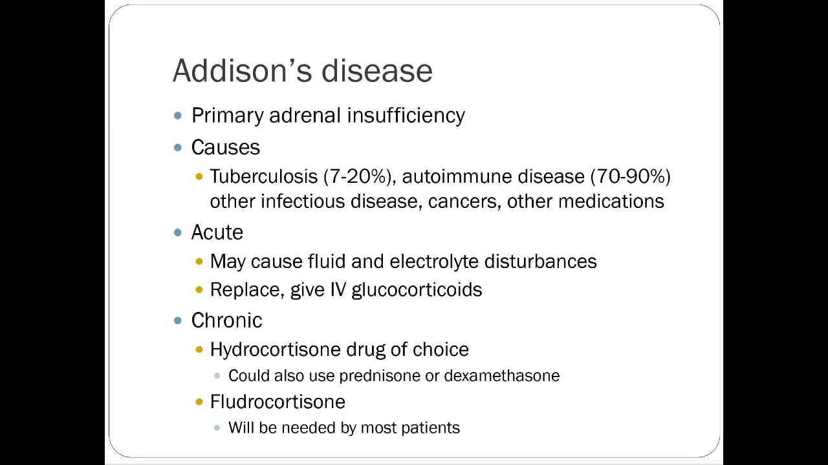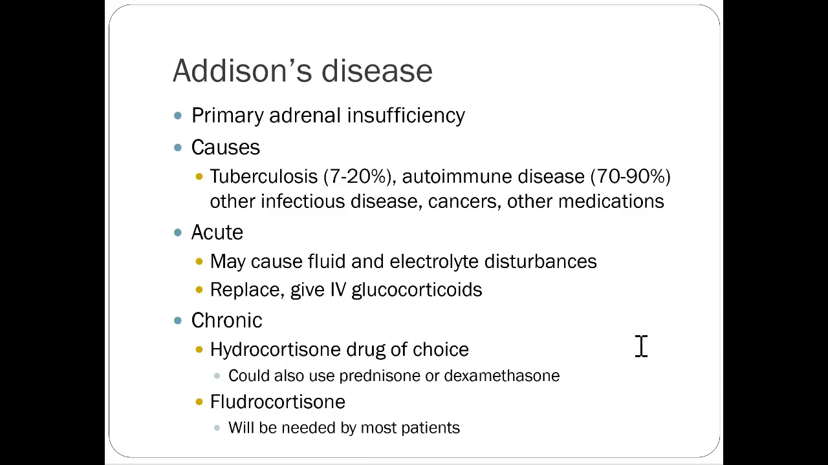Addison's disease is the opposite, so it's adrenal insufficiency, and it's heavily associated with tuberculosis and autoimmune diseases. There are some other infectious disease components that people think are associated with it, but we don't really know why TB or other ID is associated with it. There are also some medications that cause it, but that's not really common.